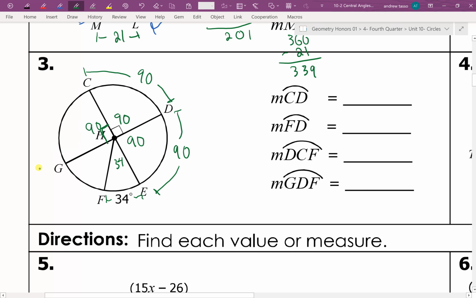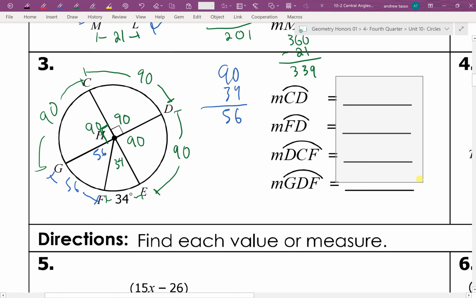So we have 90 here, and we have 90 for this arc. And now what I can do from here is I can realize that this corner would also have to be 90, but 34 of that is already taken up. So what's left is just 56, and that could go here. Okay. All right. So now we can already start filling in these values here. So arc CD is 90 degrees.